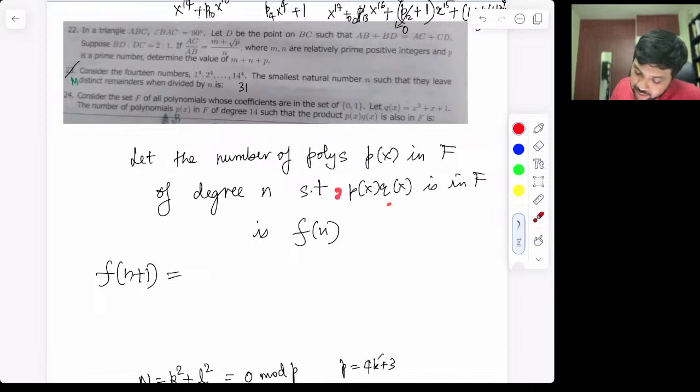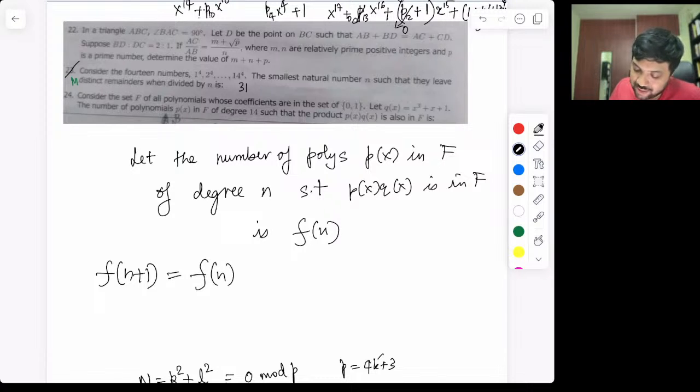multiply by x, right? If p of x is a solution to this equation, x into p of x is also a solution. x into p of x also has the property that its coefficients will be 0 and 1. So you can find one in the set with degree n and multiply x to it to get one solution in degree n plus 1. So there are that many solutions which you get by multiplying x.